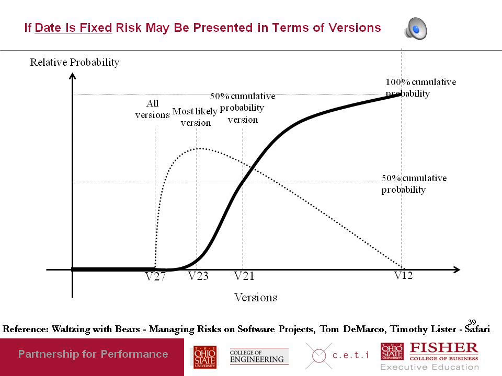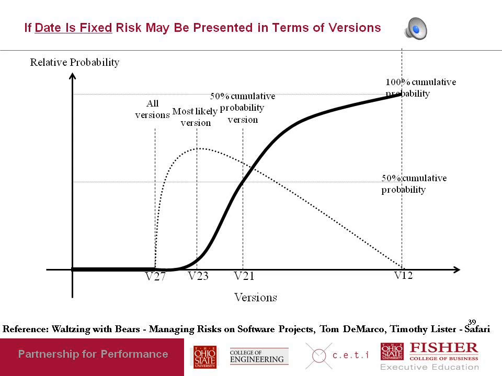So the graph represents the probability that a particular version will be available on a particular date. Let me repeat that. This graph gives you the probability that a particular version will be available on a particular date. Okay. So let the date for this graph here be, I don't know, February 15th.